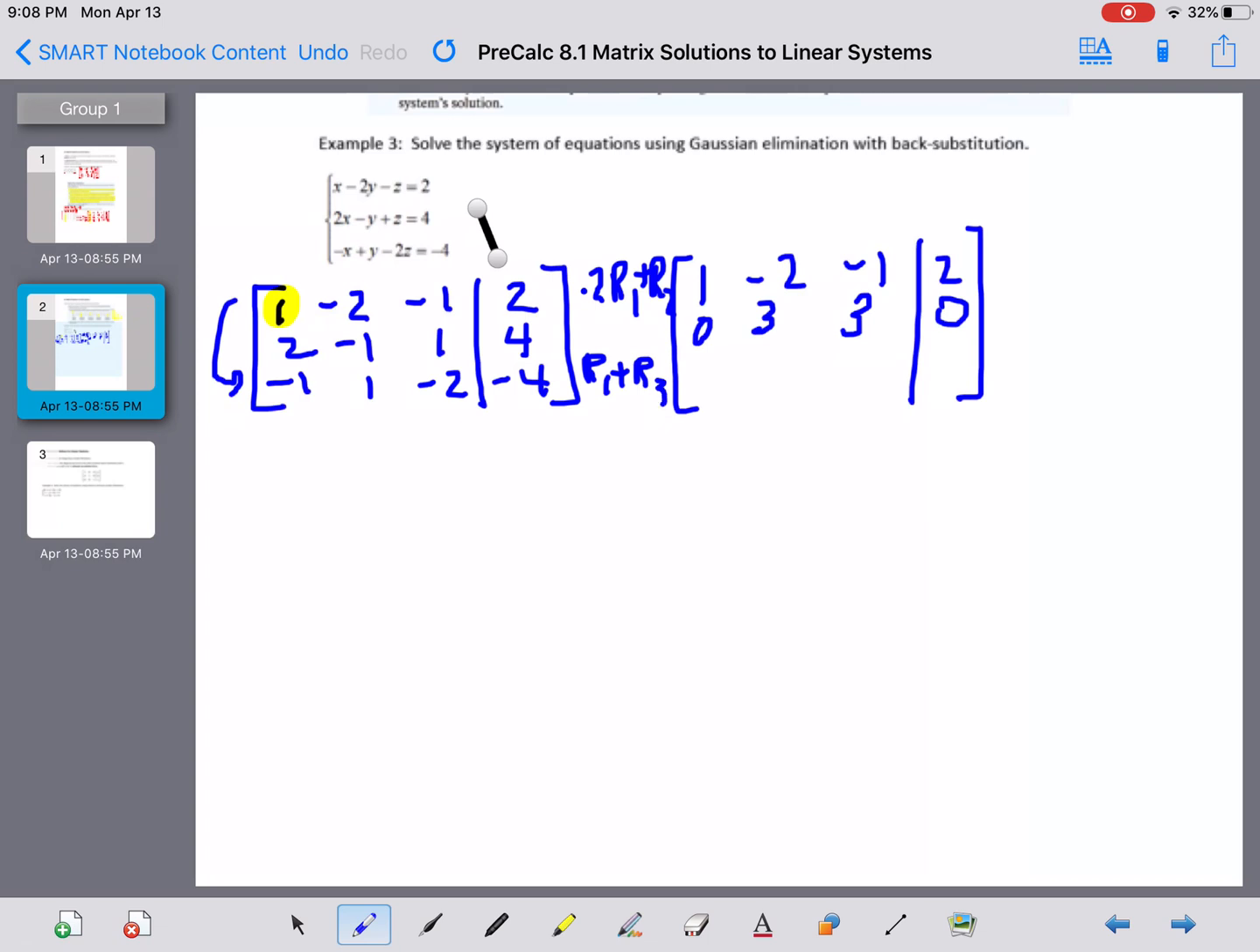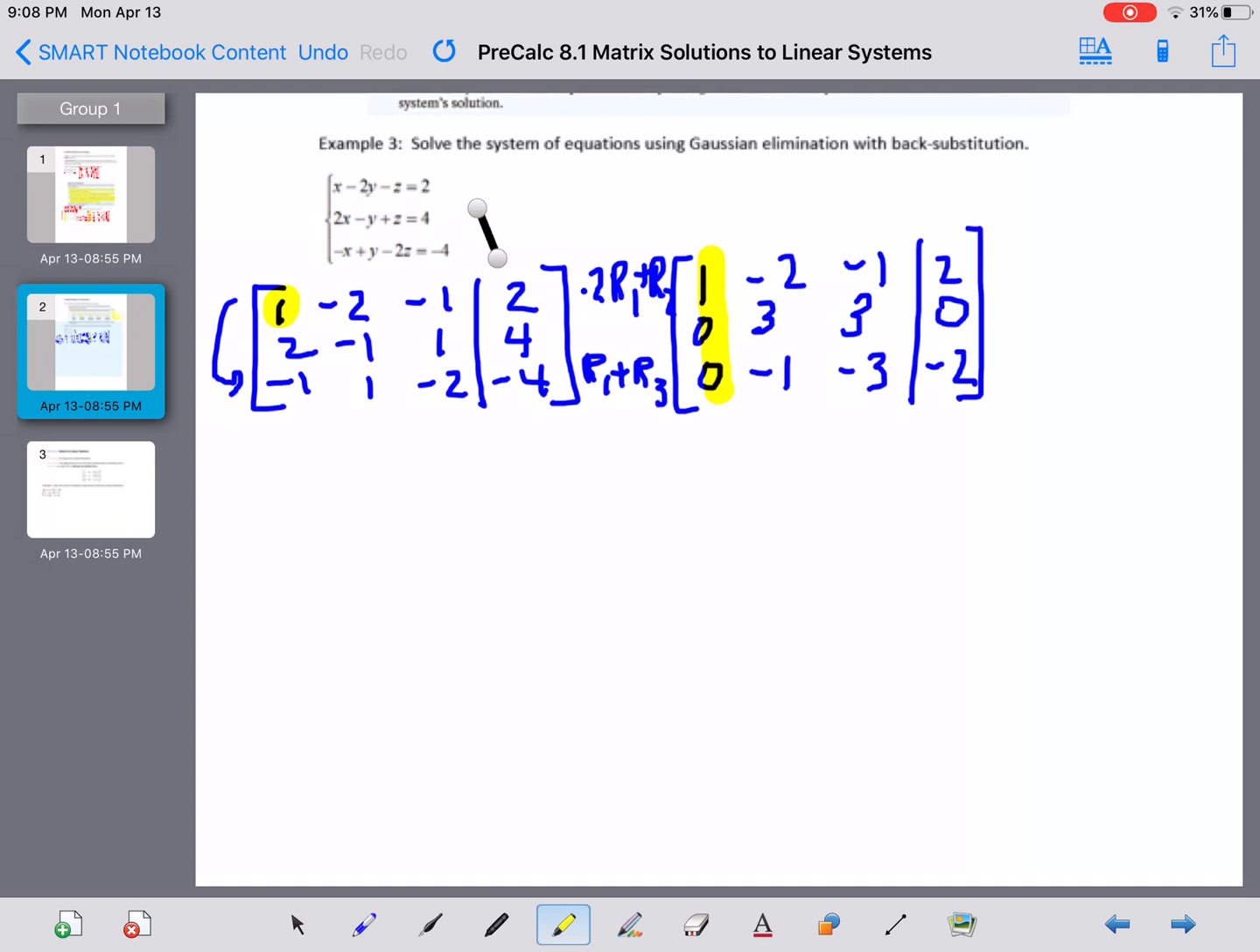Row 1 plus row 3, so 1 plus -1 is 0. -2 plus 1 is -1. -1 plus -2 is -3. And 2 plus -4 is -2. So if you notice here, I now have part of my first goal, with a 1 in the first column and zeros beneath it, which is something I want to do. And just a hint, I'd like to preserve those. I don't want to change those if I can help it. I want those to stay the same.